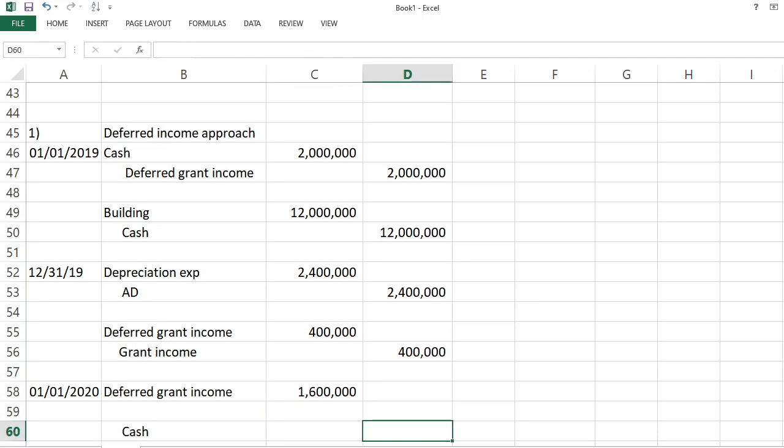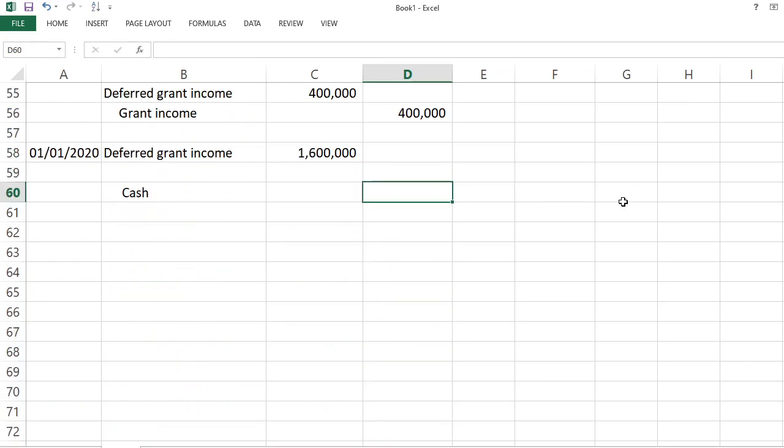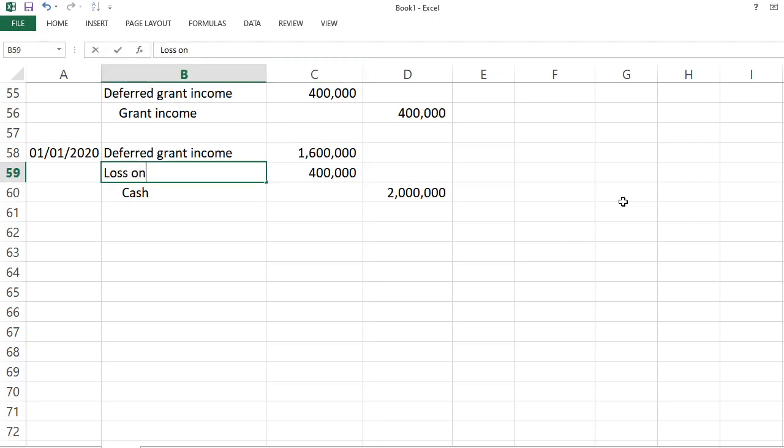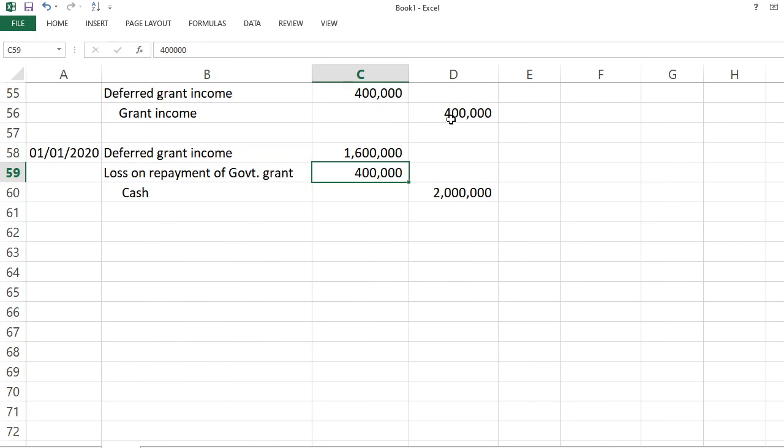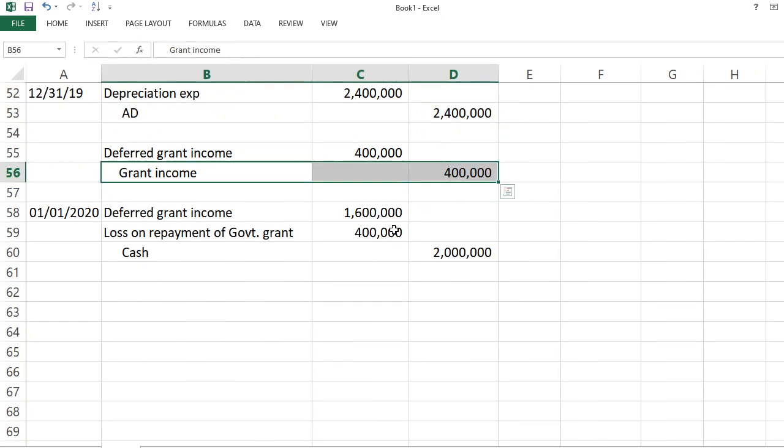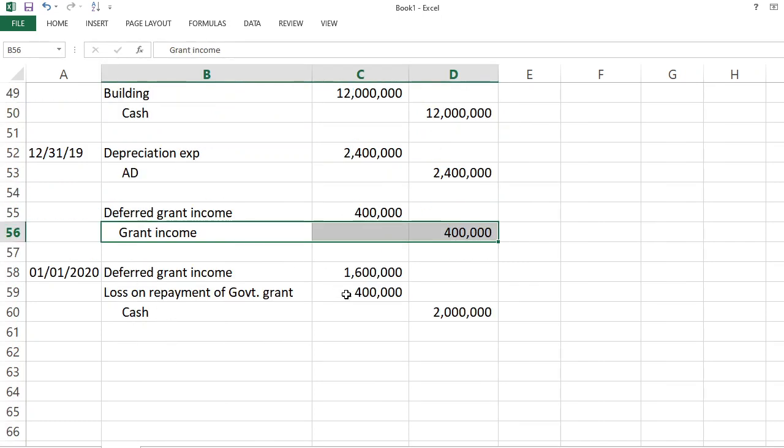That is the disadvantage. If you do not comply, you will pay in full what was given to you. So, we will pay 2 million to the government. The difference of 400,000 is considered as loss on repayment of government grant. It becomes a loss. This 400,000 is actually the grant income that we recognized in the previous year, 2019.